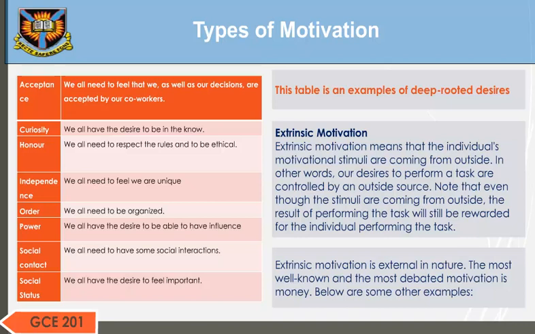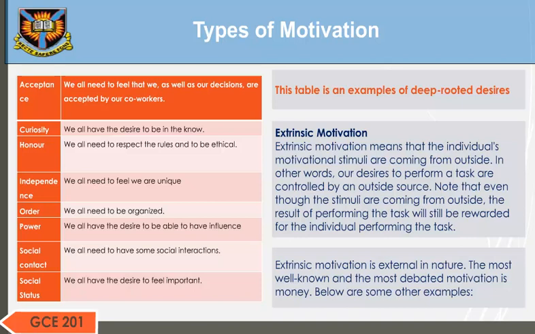Extrinsic motivation. Extrinsic motivation means that the individual's motivational stimuli are coming from outside. In other words, our desires to perform a task are controlled by an outside source. Note that even though the stimuli are coming from outside, the result of performing the task will still be rewarded for the individual performing the task.